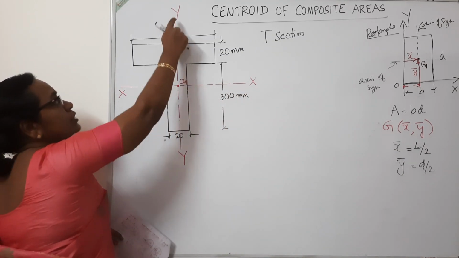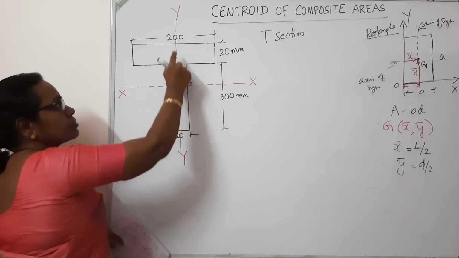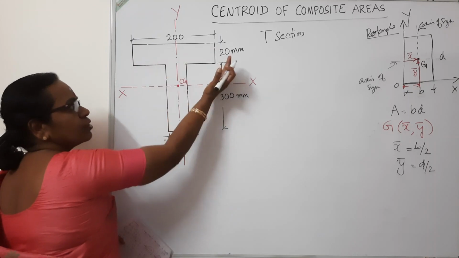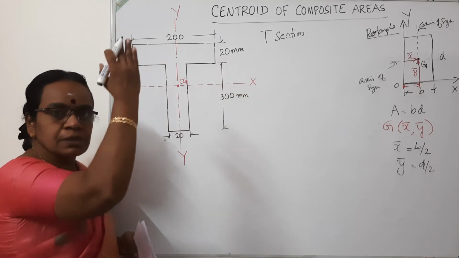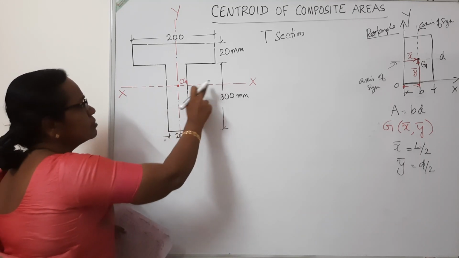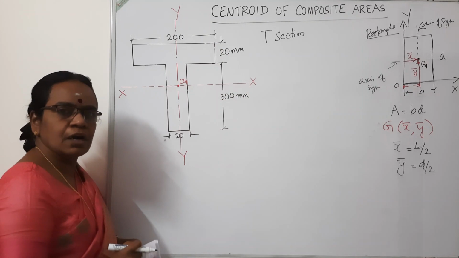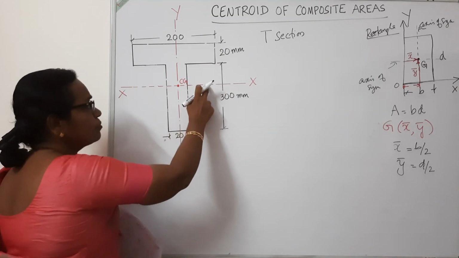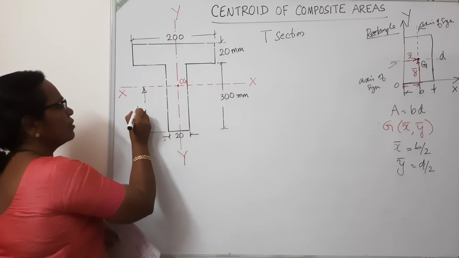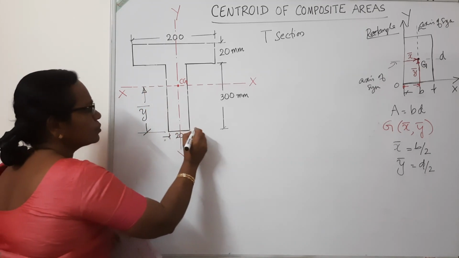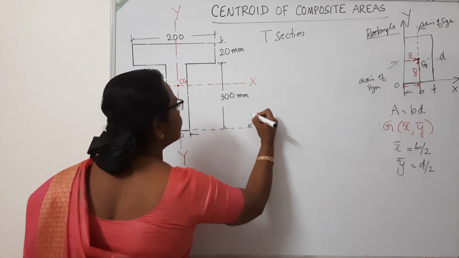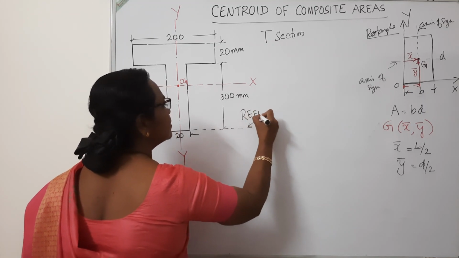So in this case of a T section, with reference to this y-axis, it is perfectly symmetric because the area on this side as well as the area on the other side will be the same. So it is symmetrical about the y-axis, and about the x-axis it is not at half of the total depth. We have to find out this distance, that is the distance to the center of gravity from the bottommost line. So this bottommost line will be taken as the reference axis.